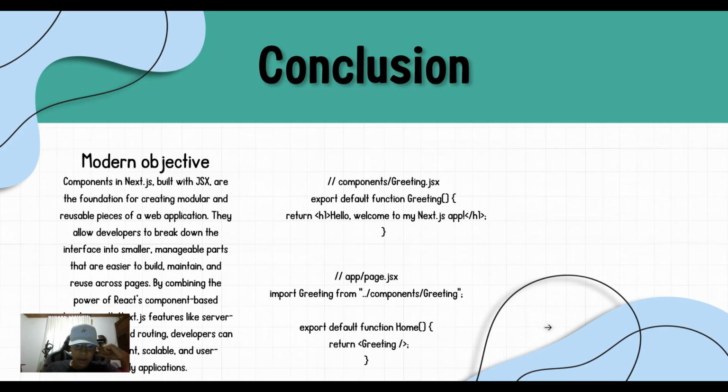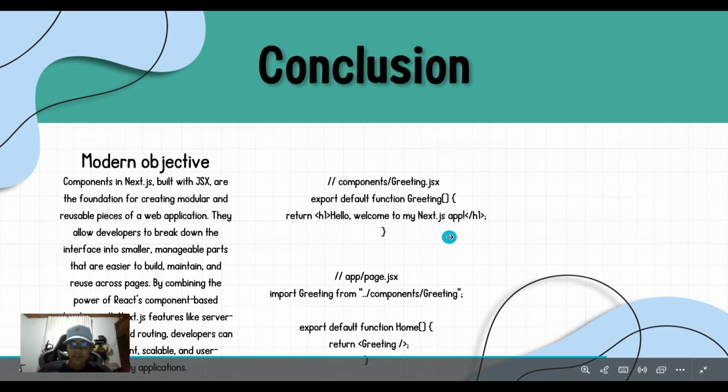Later in app.jsx we import greeting from the source, components greeting, which we don't know where it is, but we know that's the source they're going to get. Export default function home: we create a function called home, and later we return the greeting tag. And with that, "Hello, welcome to my Next.jsx app!" is going to be shown on your localhost when you run npm run dev. So that's the important part of the function.